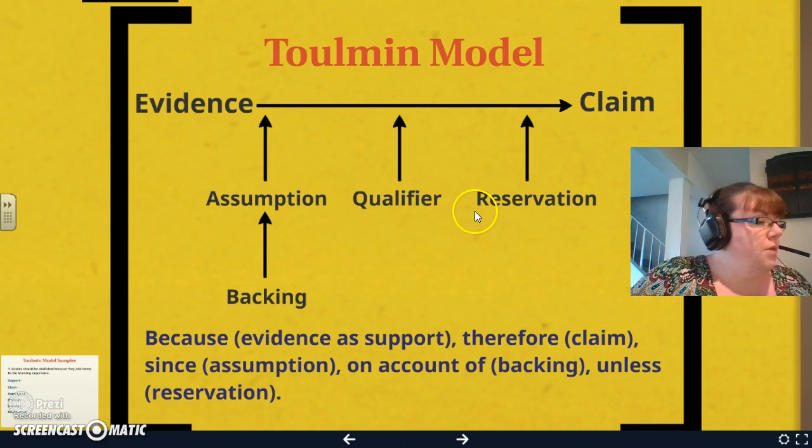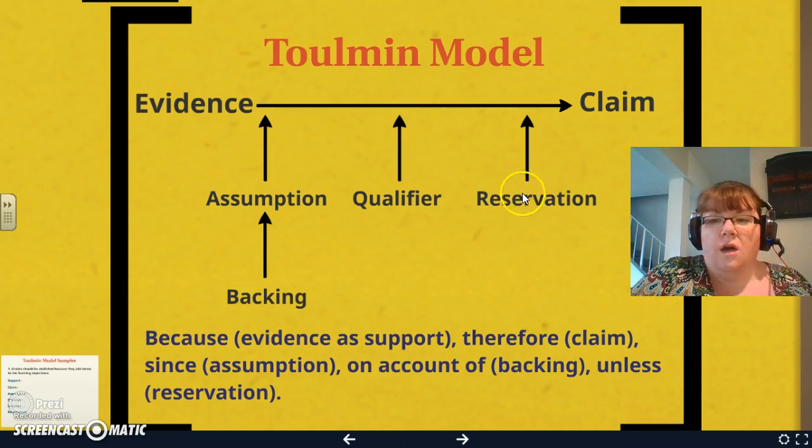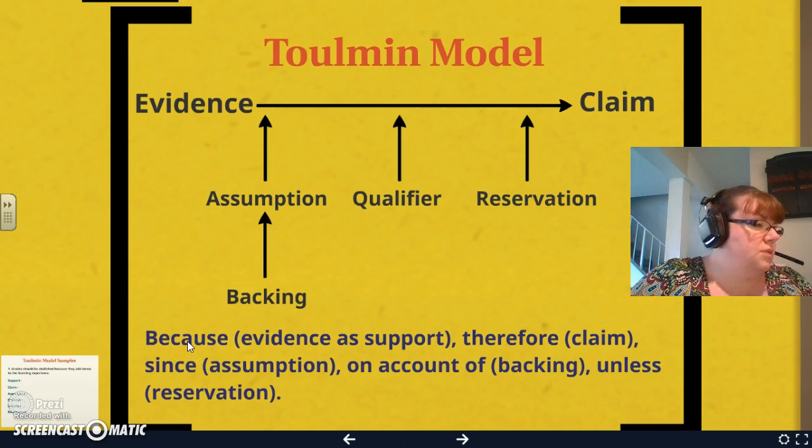The reservation, which is the final aspect here, goes with the conditions that qualify your argument. So it kind of fits in with that idea of a rebuttal and makes it kind of like your counter argument backed in there as well. So if we look at the formal aspect, and this is also in the textbook on page 126, it shows you how to actually write it. So there are certain words that you need to get used to using in there.